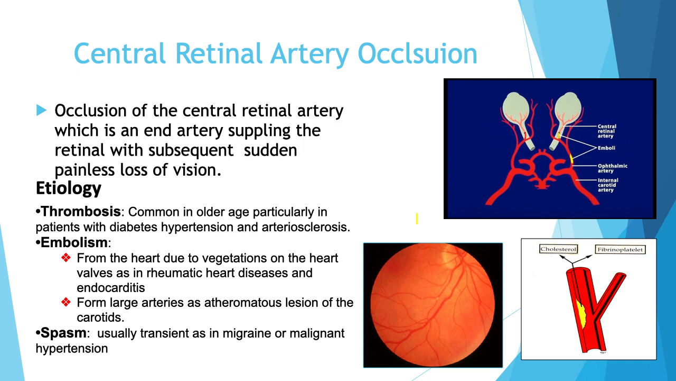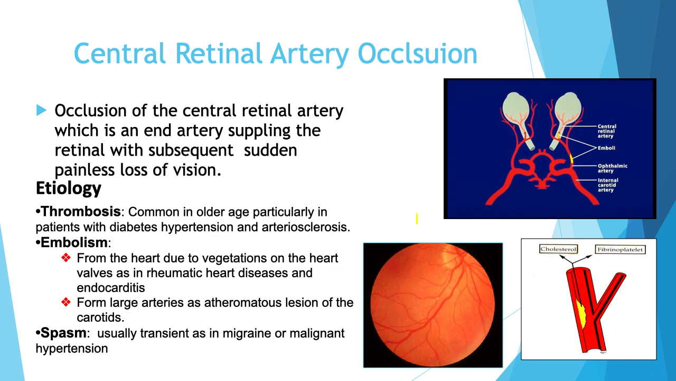Why is the artery occluded? Because of different reasons. It's the same reasons of occlusion of any artery all over the body. Let's start with thrombosis, thrombus formation inside the artery. It happens in old age, like in diabetes, hypertension, and arteriosclerosis, where the factors facilitating thrombus formation are there, and we can end up with a thrombus inside the central retinal artery.